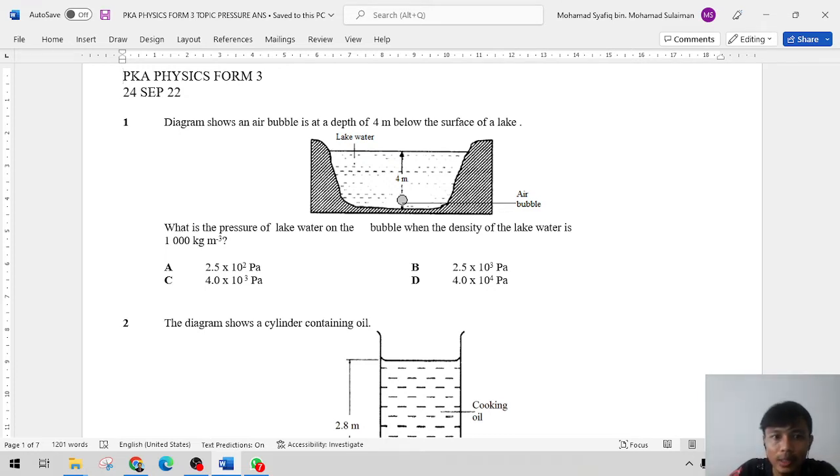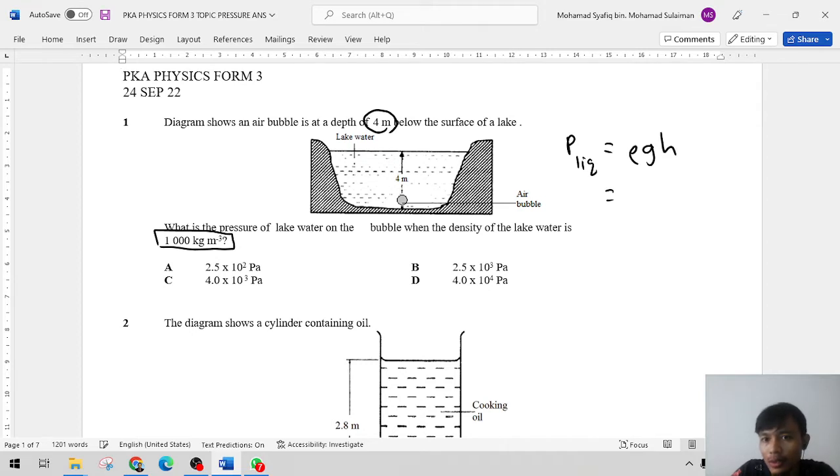So the first one, the technique to answer is we circle important information. So we have 4 meters and the density is 1000 kilogram per meter cube. So pressure in liquid, we have to remember this equation is equal to rho, density, times g, times depth. Okay, so 1000, g is 10, depth is 4 meters, so this will give us 40,000 Pascal. So 40,000 is equal to 4 times 10 to the power of 4 Pascal.